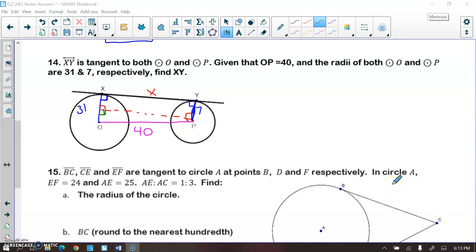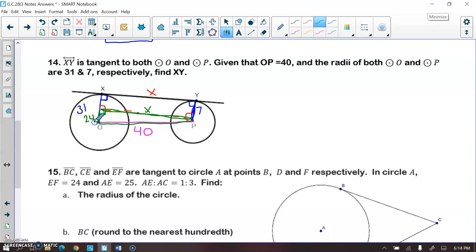Okay, so continuing on with this problem, we are then going to use this right triangle to help us solve for x. Now that side length of x is also this side here, and then we have OP being 40. And then what I would do to find this other green side is I would do 31, the radius of the larger circle, minus the radius of my smaller circle, which is 7. And so this ends up being 24.